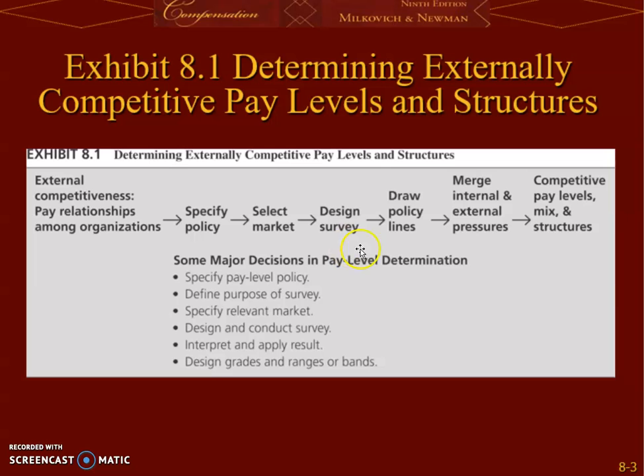In part 2, we're going to be talking about drawing market pay lines and merging our internal and external data to create our pay structure. So let's just talk about salary surveys today.